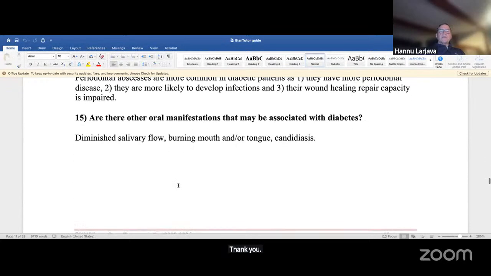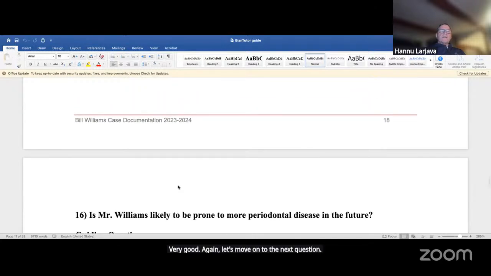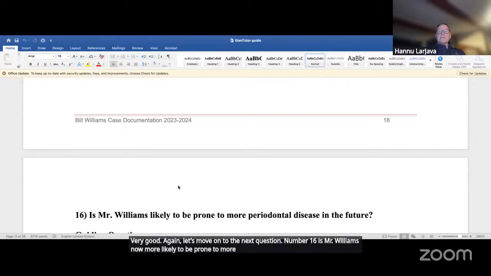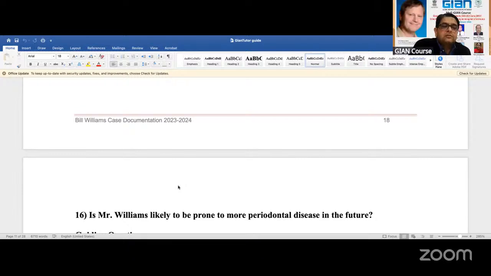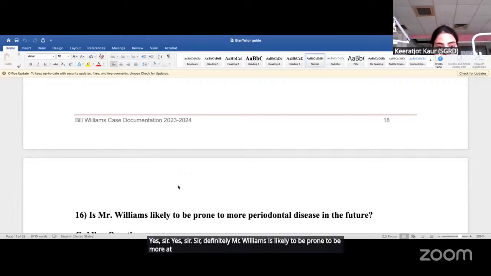Very good. We can just move on to the next question. Number 16: is Mr. Williams now more likely to be prone to more periodontal disease in the future? This question has to be answered by SGRD Amritsar group. Yes, sir. So definitely, Mr. Williams is likely to be at higher risk of periodontal disease in the future.